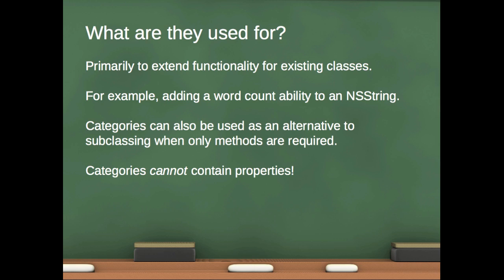For instance, if we want to create a subclass of NSArray, we have to do a lot of different things. But actually just putting a category on NSArray is very simple because the underlying class still exists. And once again, I want to underline this point. Categories cannot contain properties, only method declarations and their implementations.